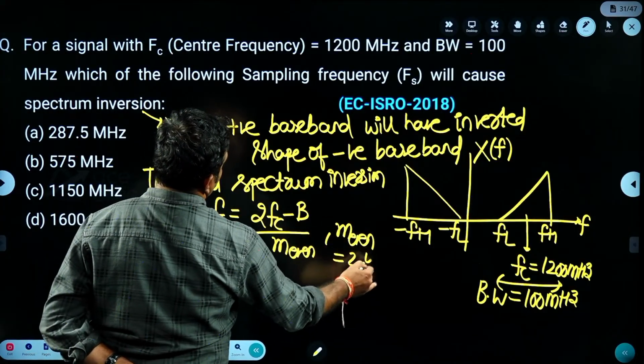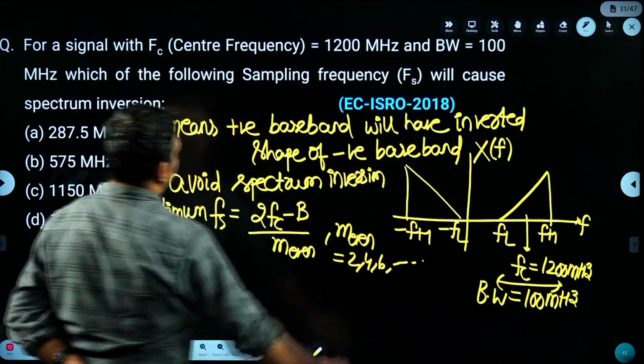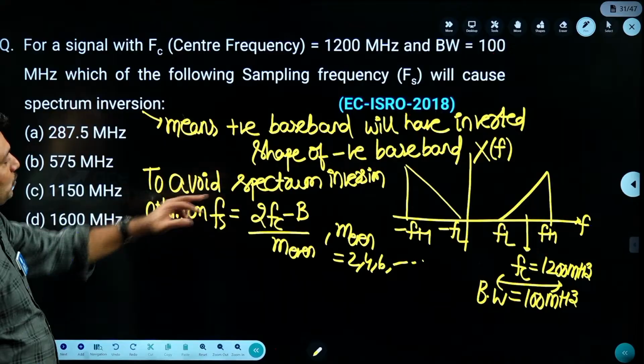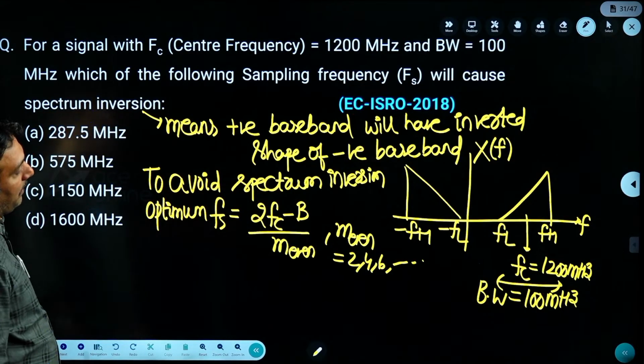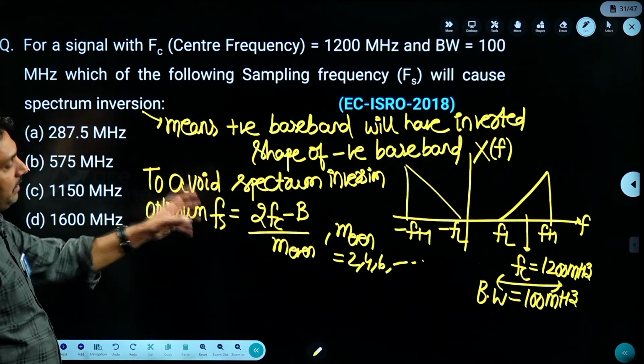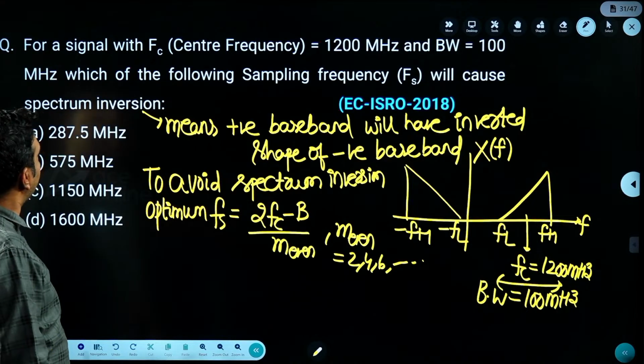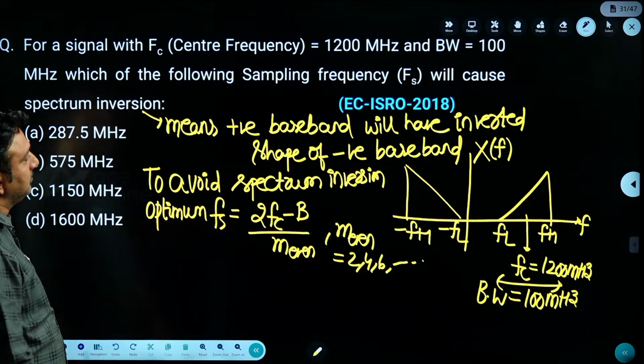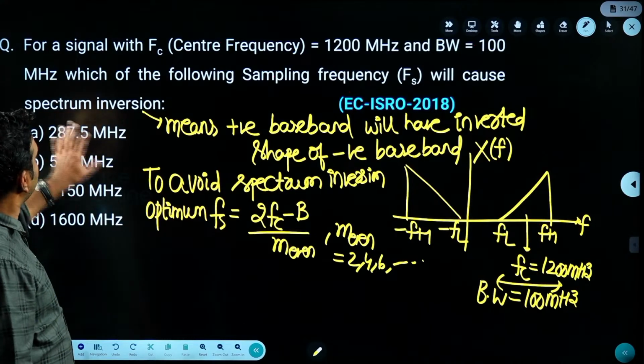So, 2, 4, 6, those are the valid numbers. To avoid spectrum inversion, optimum Fs is (2Fc minus B) by M, M even. We have to choose only even index 2, 4, 6 like that. So, when you substitute the data, option D will fail that. Rest of the A, B, C options will get.